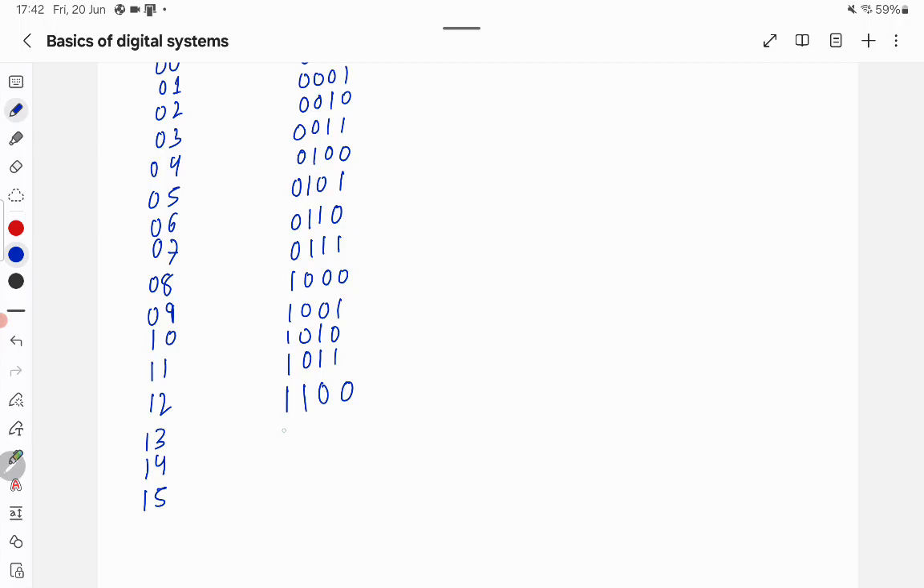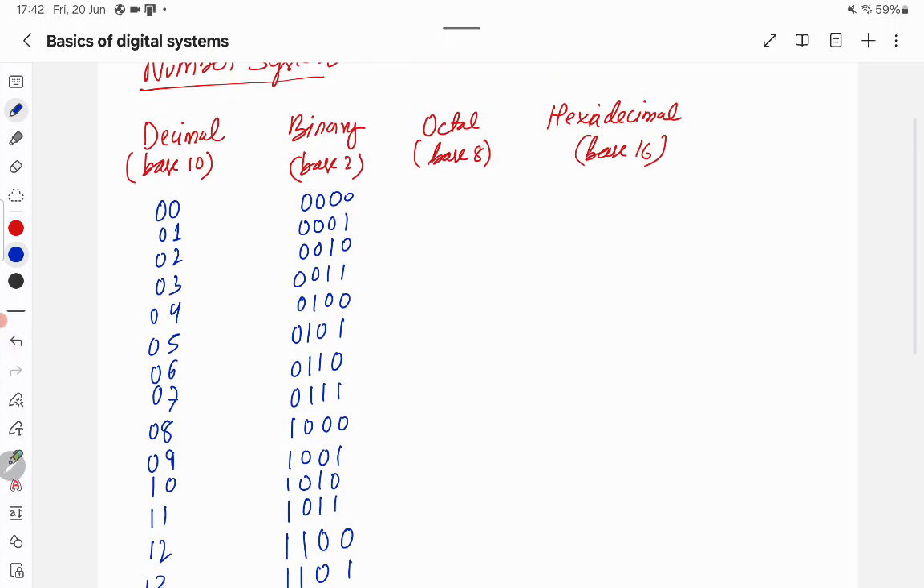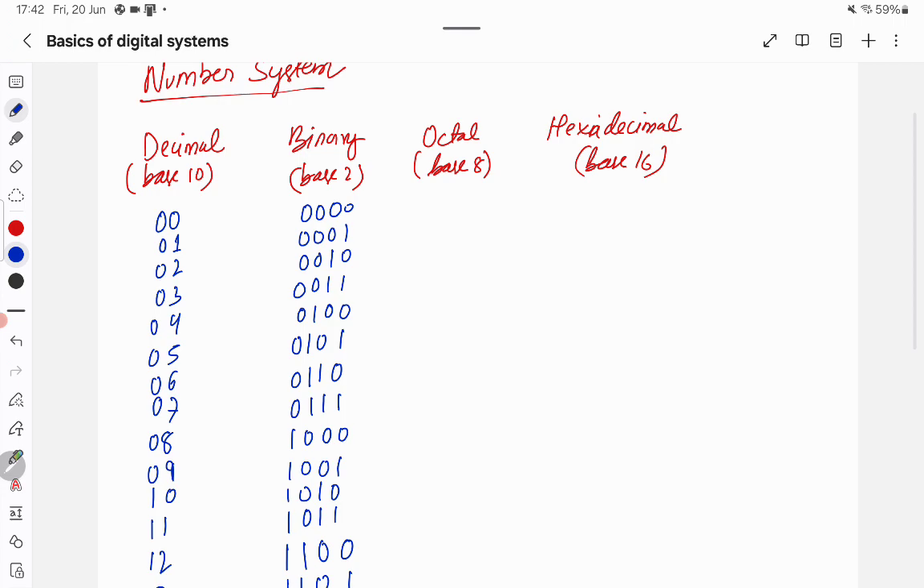12 will be 1100, 13 will be 1101, 14 will be 1110, and 15, as you know, 1111. So this is the binary representation. We go like 1, 10, 11, so we can basically represent everything in just 0 and 1.